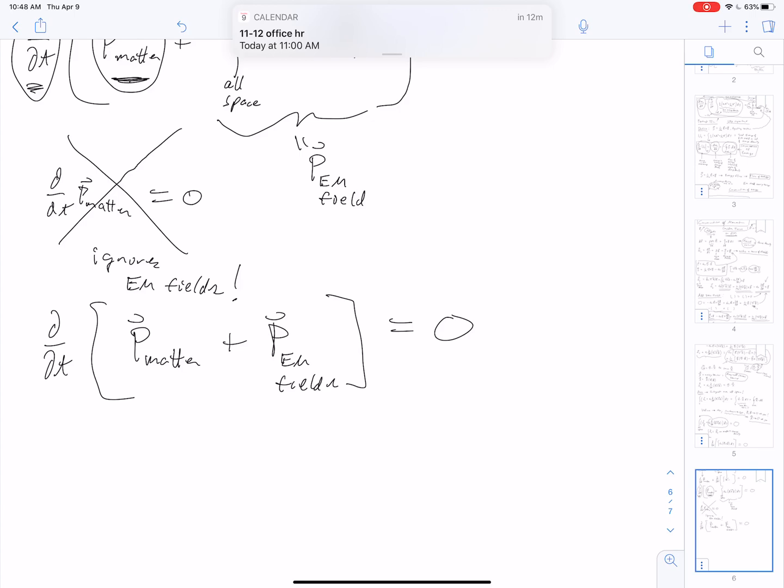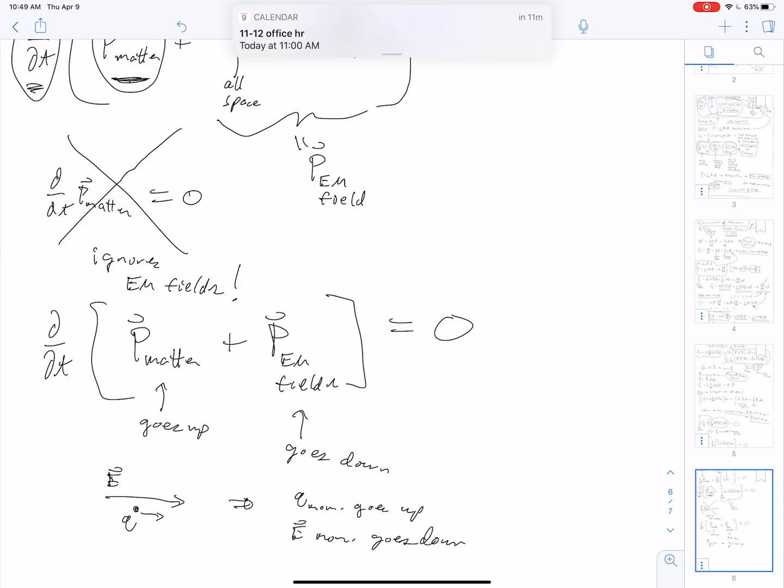And so what we've just derived is that electromagnetic fields have momentum, because if the time rate of change of these two things is 0, then if this goes up, then this goes down, and vice versa. It means that if my material is sitting in an electromagnetic field, this is my electromagnetic field and this is my charge, and my charge starts moving, then the charge's momentum goes up, but the electromagnetic momentum has to go down.